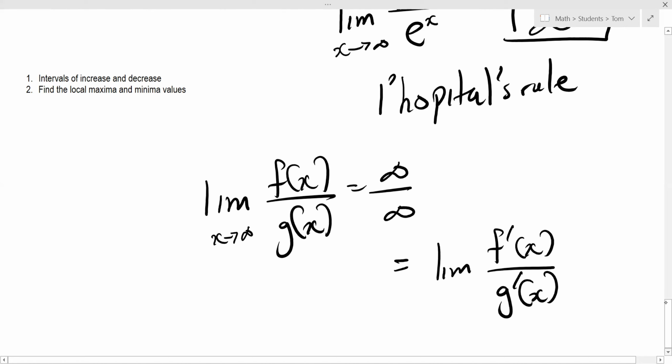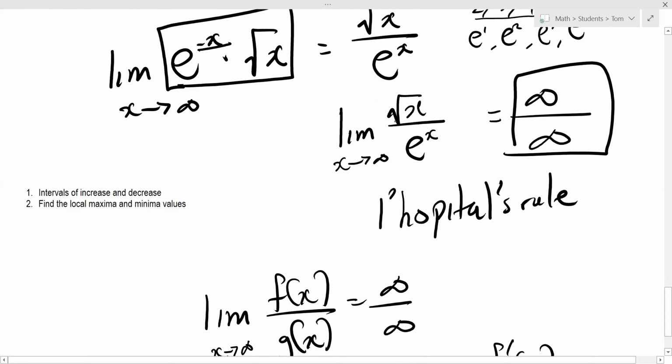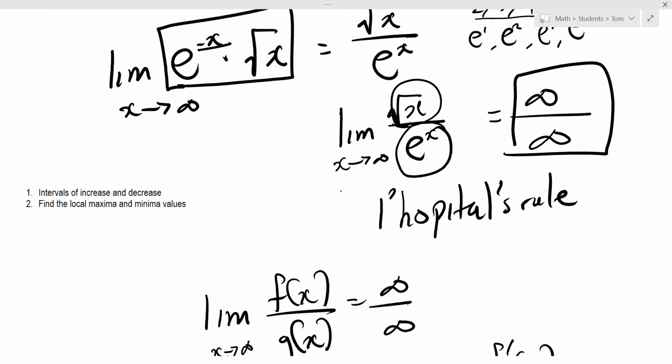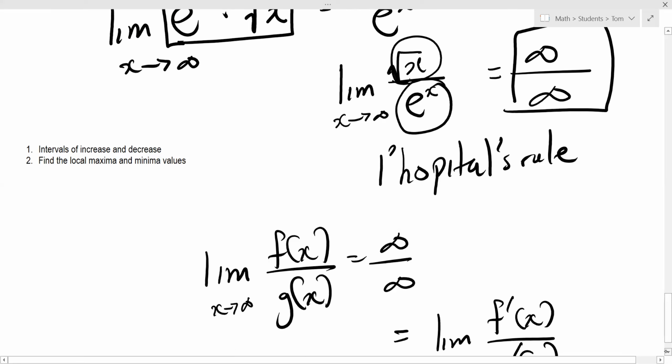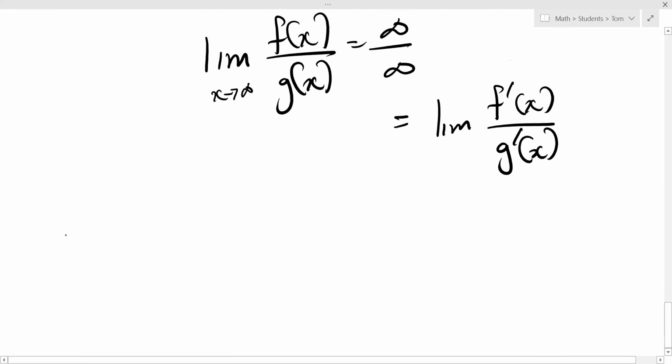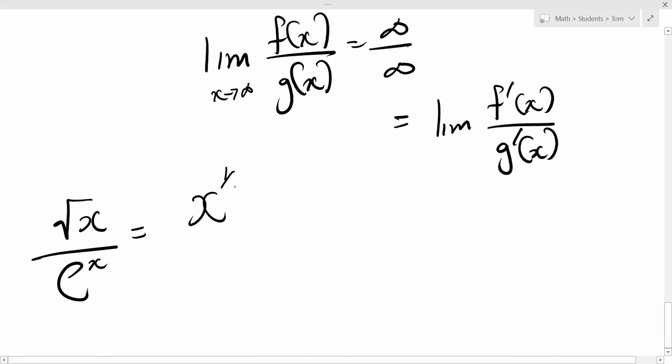So what we just have to do now is get the derivative of this function over the derivative of this function. I don't need to use the quotient rule. Don't do that here. Just take them one by one. So we have root x over e to the power of x. So what's the derivative of root x? This is the same thing as x to the power of 1 over 2.